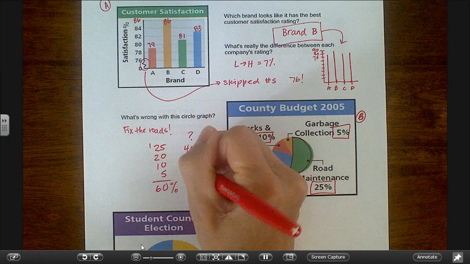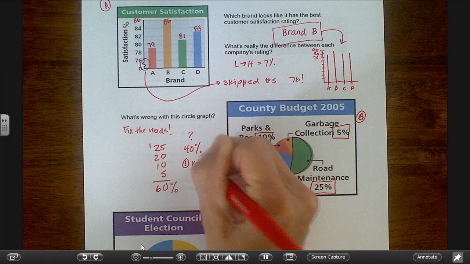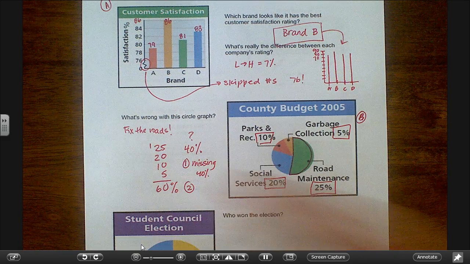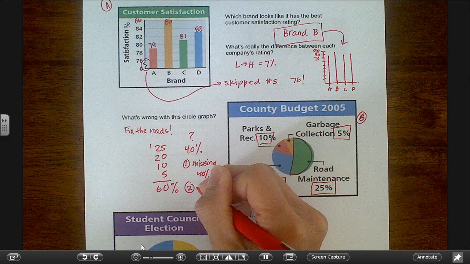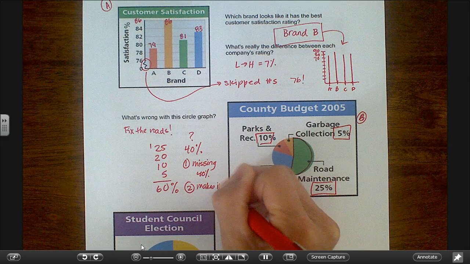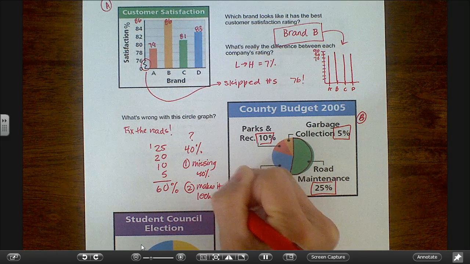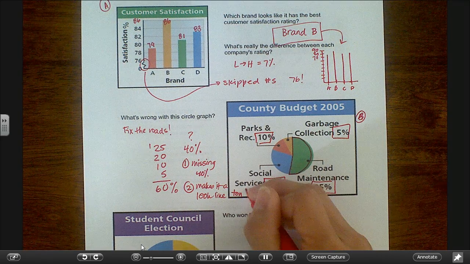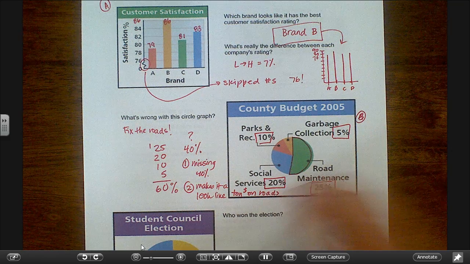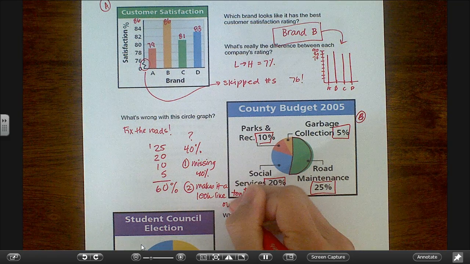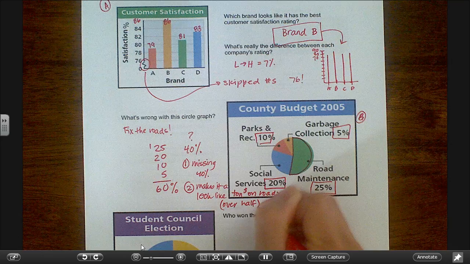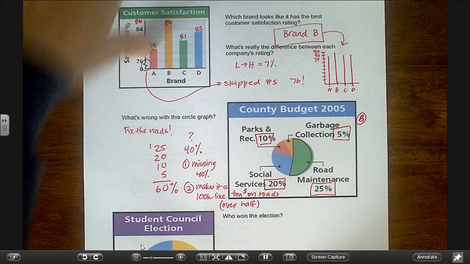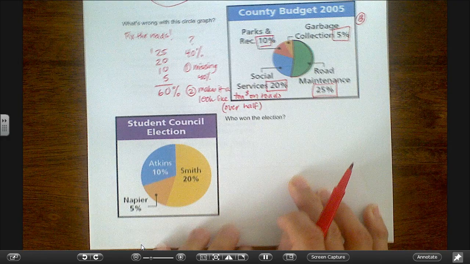So that's my first problem. So problem 1, it's missing 40%. Problem 2 is that it makes it look like you're spending a ton of money on roads, when really, it looks like over half of your budget is in that, but really it's a quarter of it. So that's misleading in 2 different ways. All right. Last one on here.